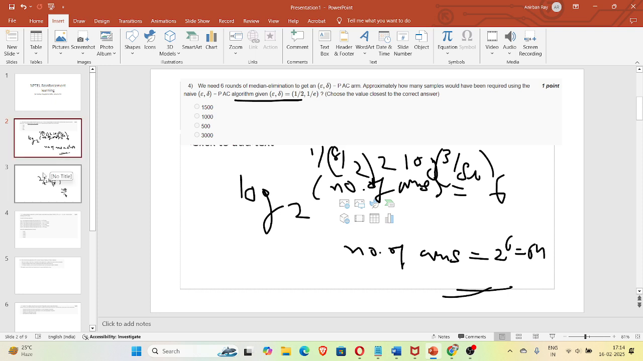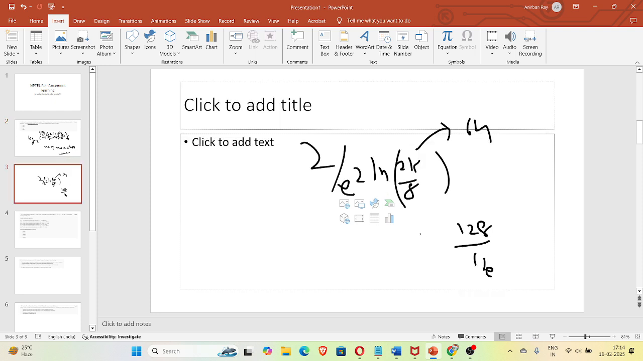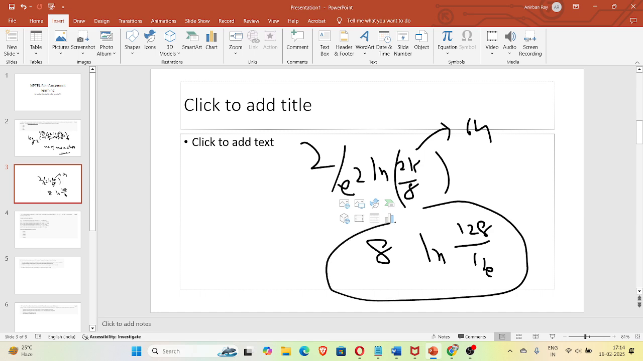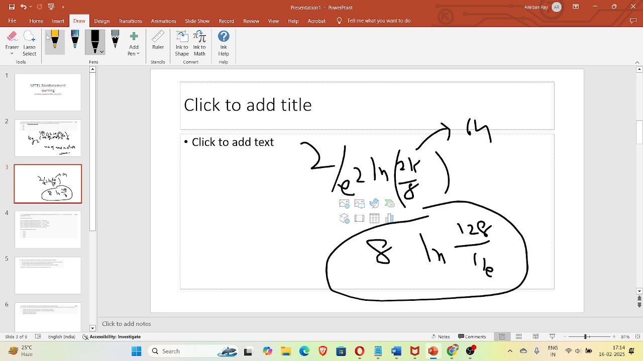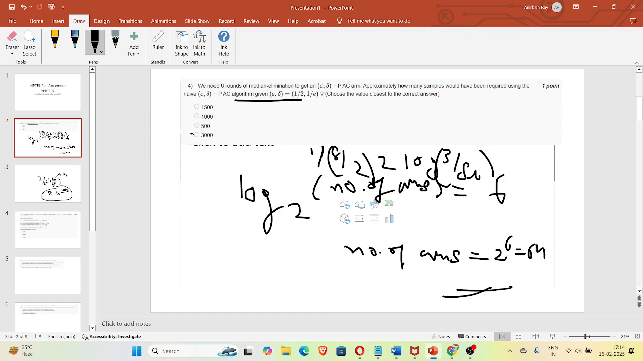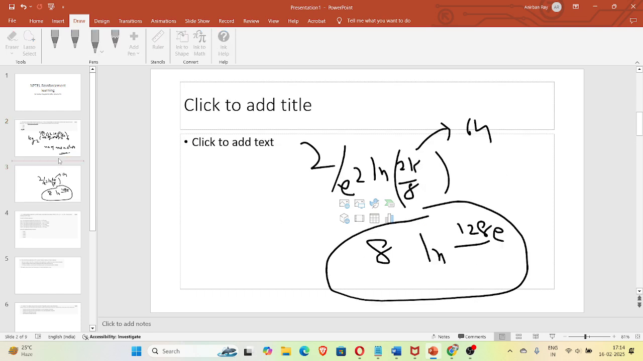and ln, and 2 by epsilon square. Epsilon is half. Okay. So this becomes 8. Okay. So this is the expression we get. Okay. And simplify, you can get it like this. Okay. And this gives you the value, option D. Okay. In this case you can check the calculation. So this is all we had to do here.